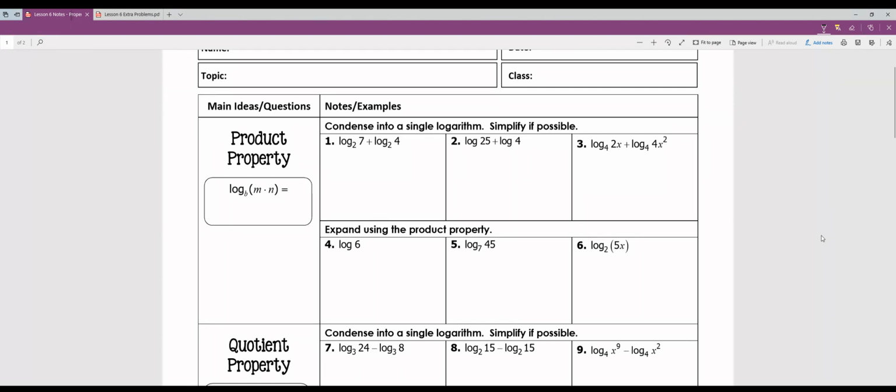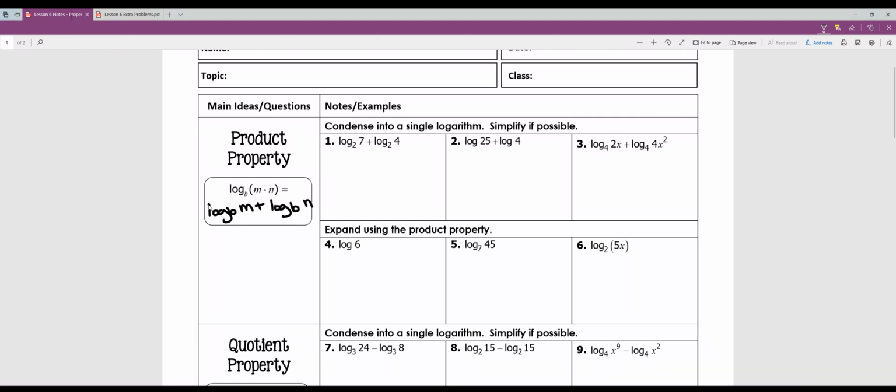Remember, product means multiplication. And so our product property says that the log base b of m times n is equivalent to the log base b of m plus the log base b of n. So these are equivalent, so it goes both ways. If I have log base b of m times n, I can rewrite it as log of m plus log of n. Or if I'm given log of m plus log of n, I can rewrite it as log of m times n. So let's look at this in a couple of examples.